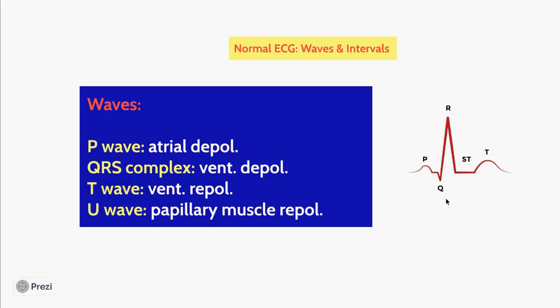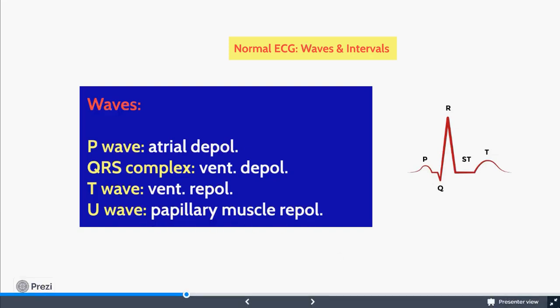complex is because of ventricular depolarization. T wave is due to ventricular repolarization, and U wave is due to papillary muscle repolarization.